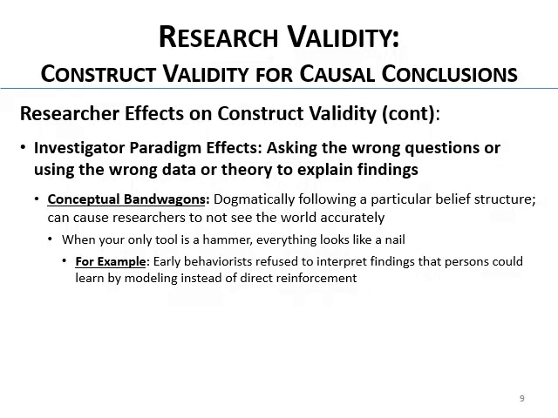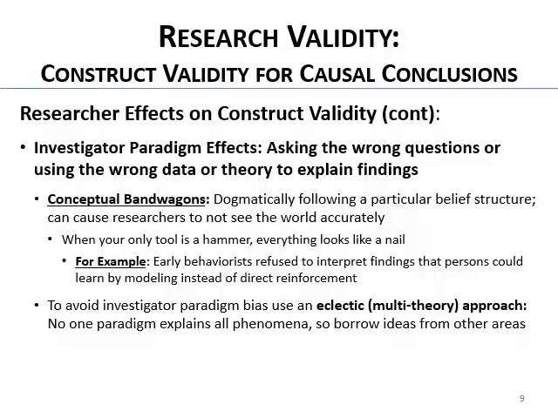So, for example, the early behaviorists refused to interpret findings that persons could learn by modeling instead of direct reinforcement. Even with that whole Bobo doll thing, where they watched other kids beat the blow-up doll clown, they just refused to interpret those findings correctly: that we don't have to learn directly. We can learn through modeling, that is, watching other people.